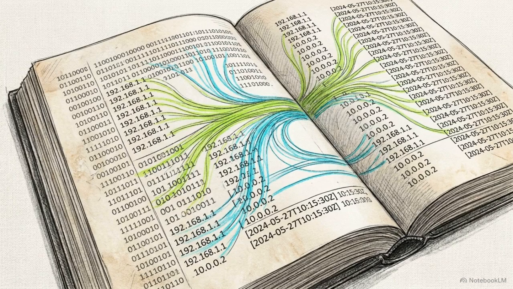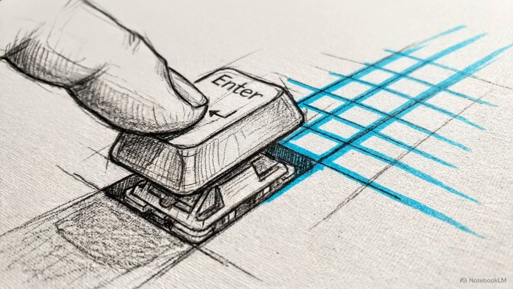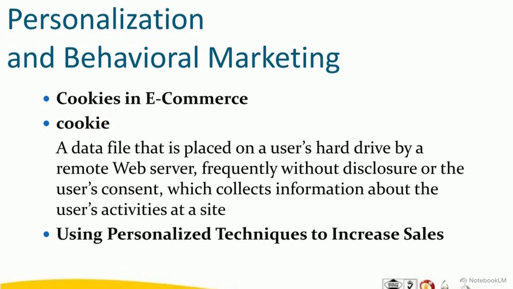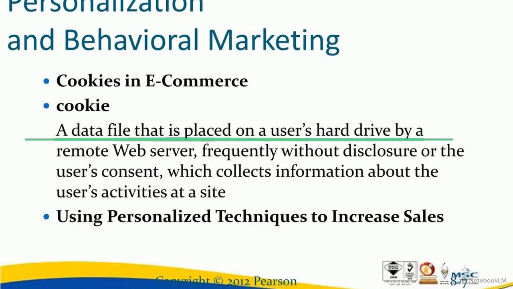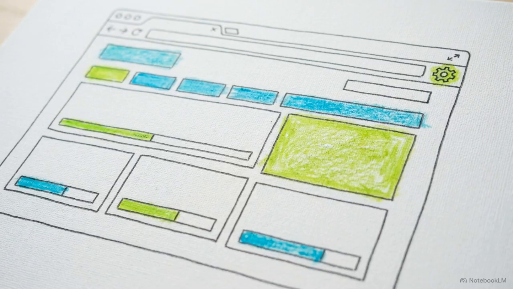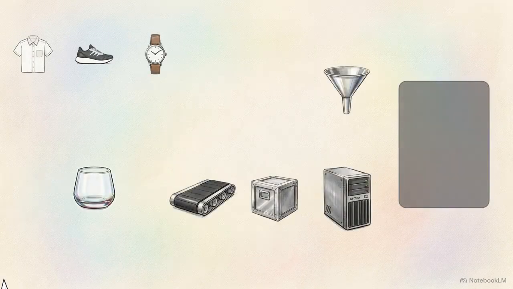Behind every seamless product recommendation is a highly detailed, often unseen ledger tracking your behavior. That extraction process begins the millisecond your browser connects to an e-commerce server. The primary tool for this initial extraction is the cookie. The text defines it as a data file placed directly on a user's hard drive by a remote web server. Crucially, this placement frequently happens without explicit disclosure or the user's active consent. Once lodged in your drive, the cookie acts as a persistent tracker. It logs continuous information about exactly what you do while visiting that specific site.